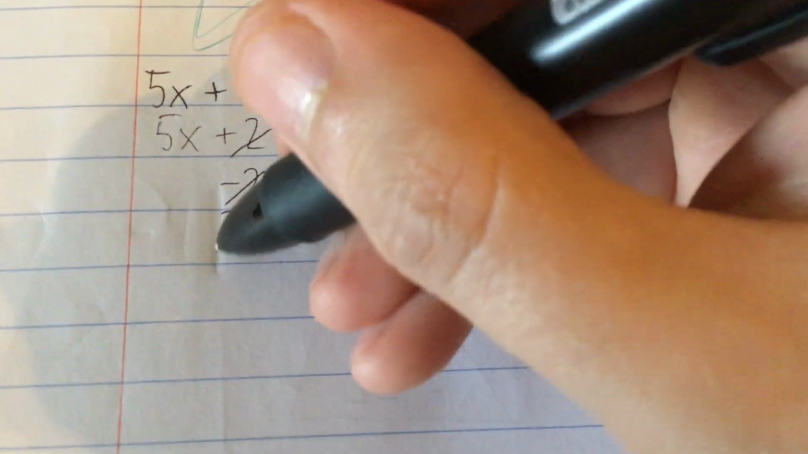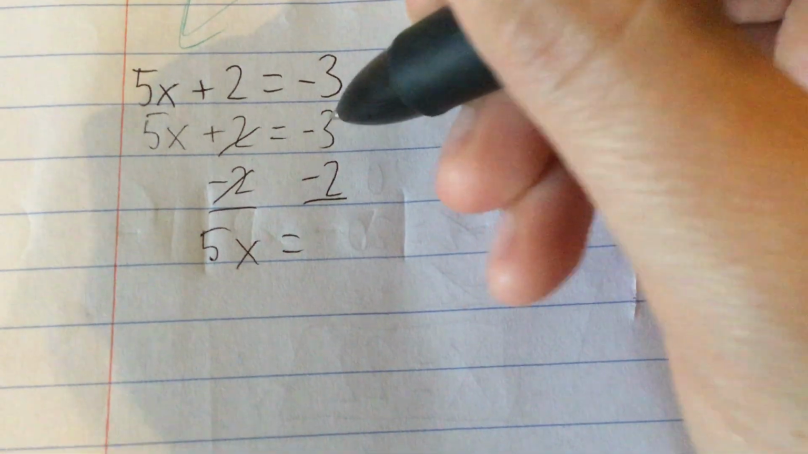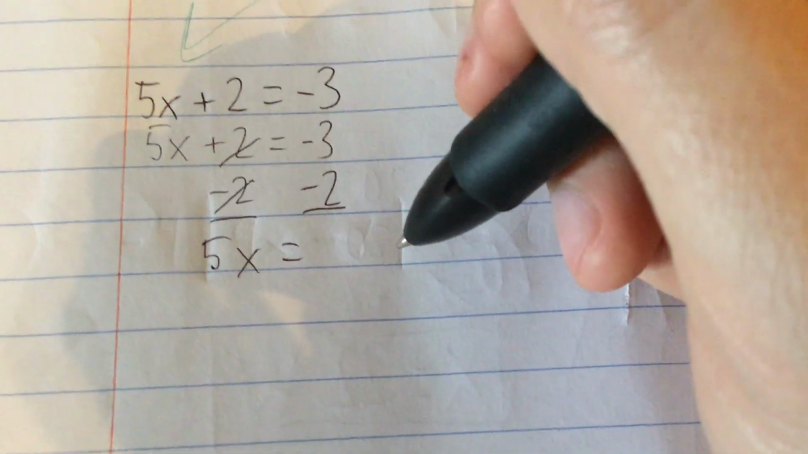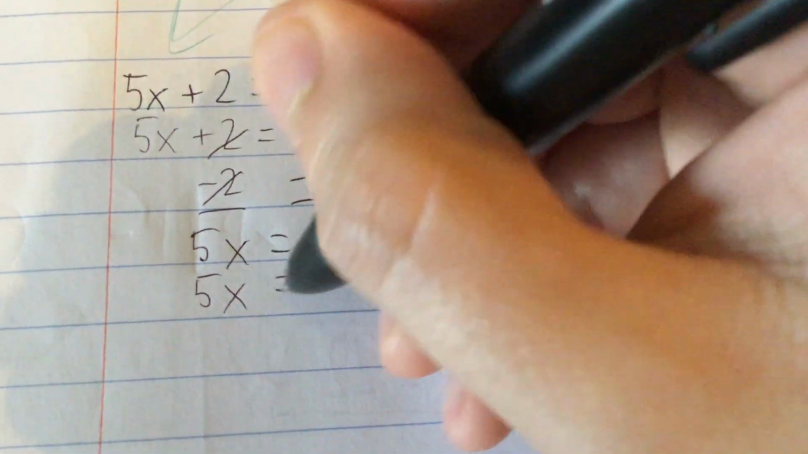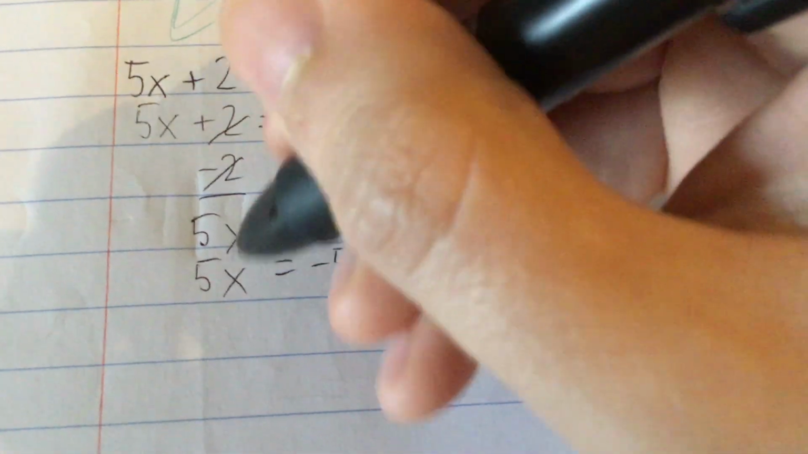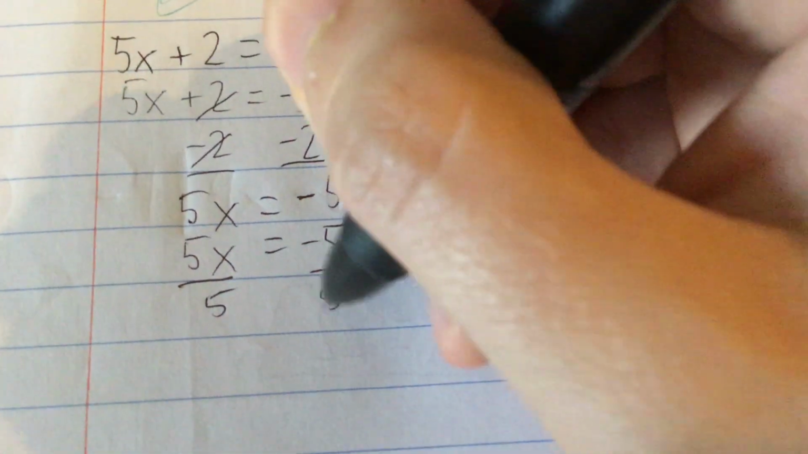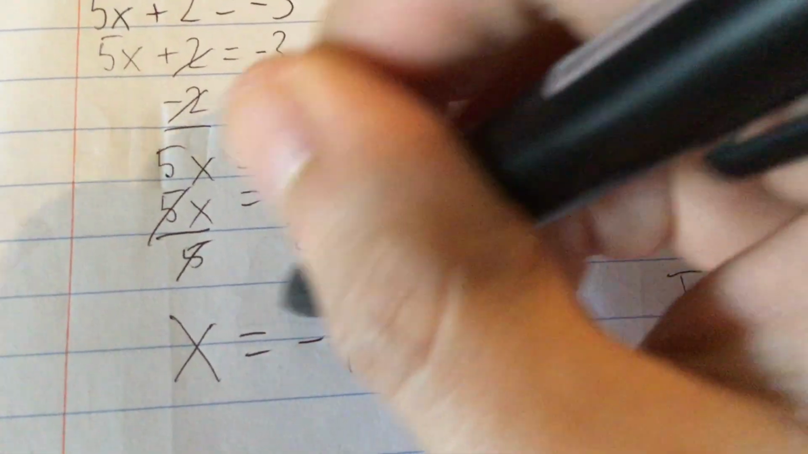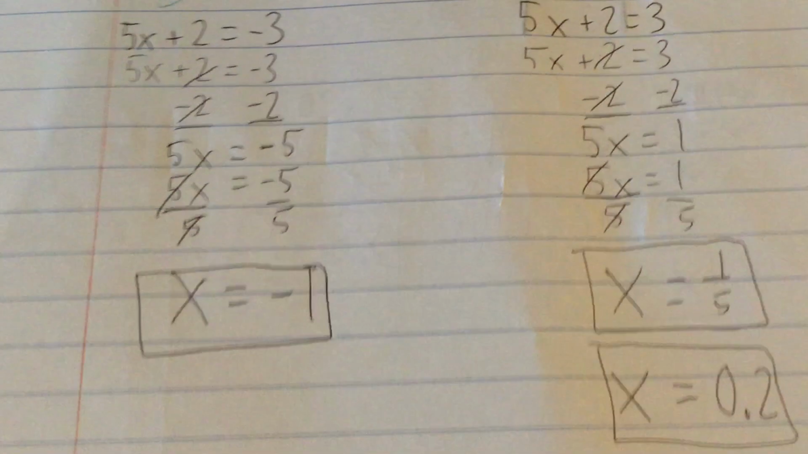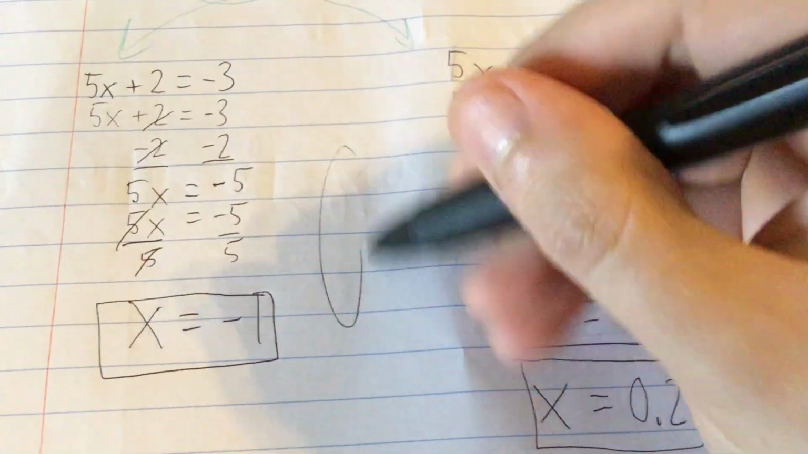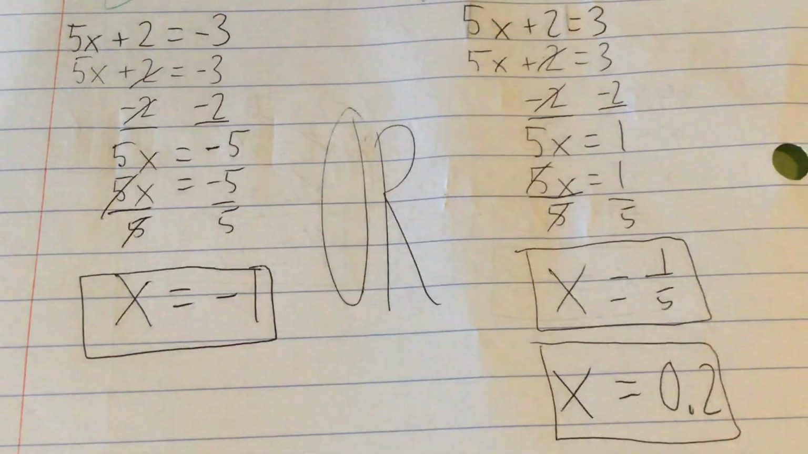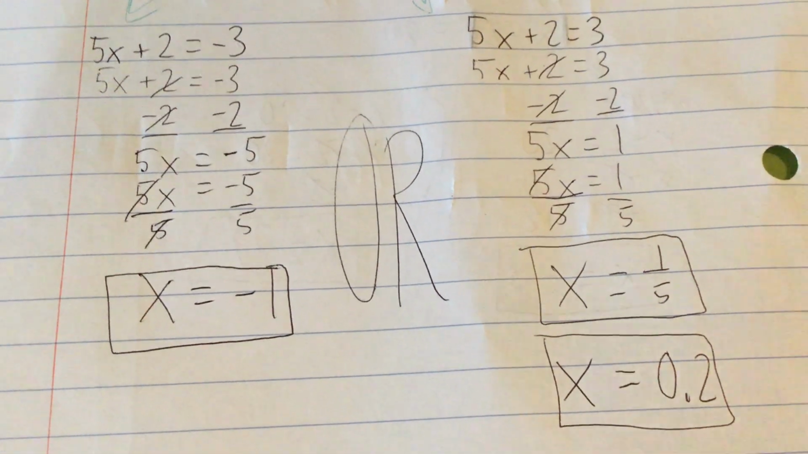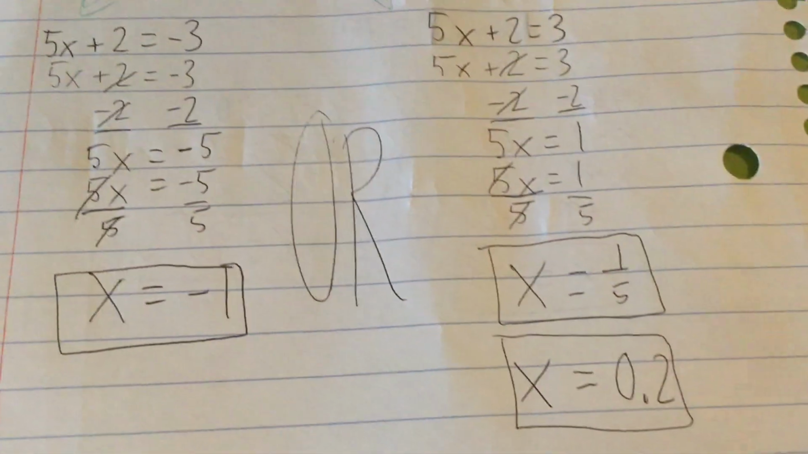And so I get 5x is equal to, what's negative 3 minus 2? That would be negative 5. And now I need to undo that final layer on x by dividing both sides of the equation by 5, leaving me with x is equal to negative 1. So let's plug them into, sorry, let me put a big old "or." So either x is equal to negative 1 or positive 1/5. Or either x is equal to negative 1 or 0.2.